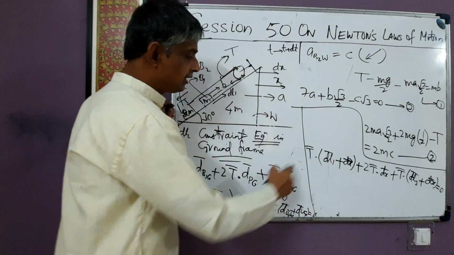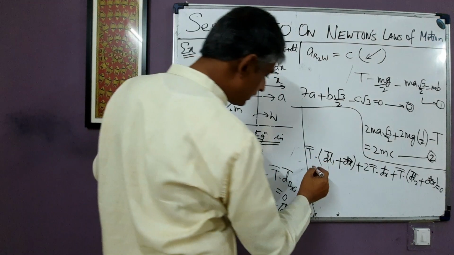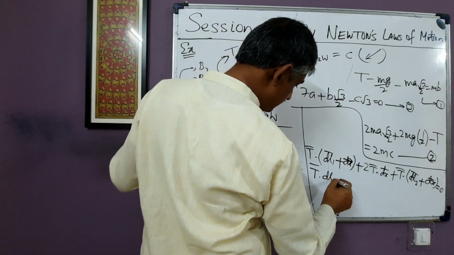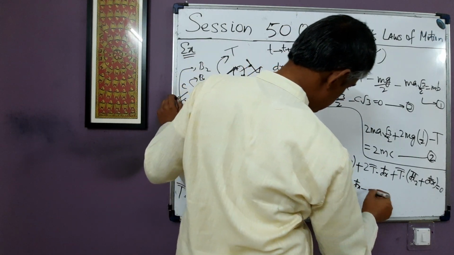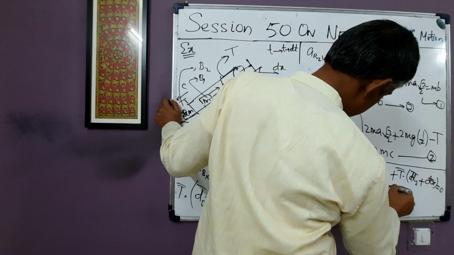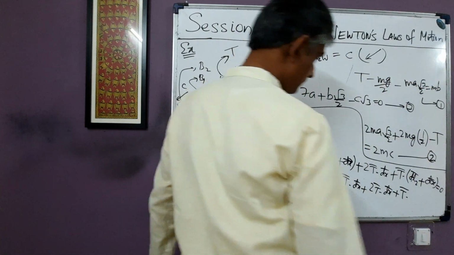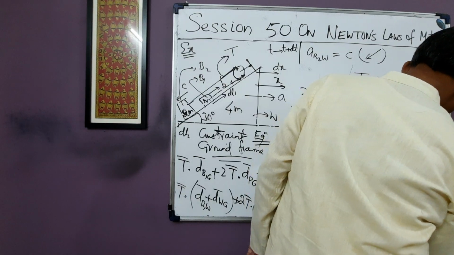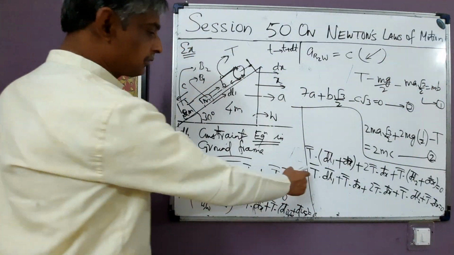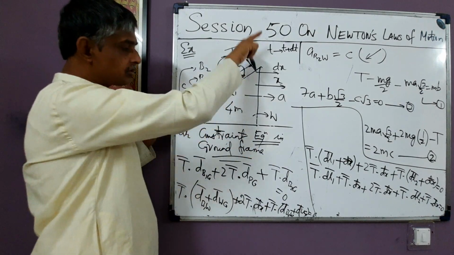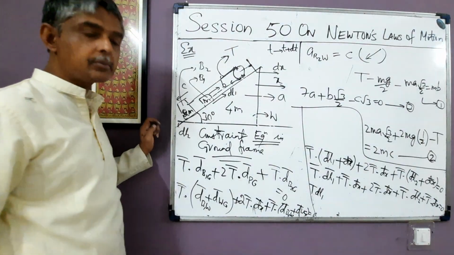Now we evaluate this T dot dl1. On this, T acts in this way, dl1 in this way. So first I'll simplify: T dot dl1 plus T dot dx plus 2T dot dx plus T dot dl2 plus T dot dx is 0. Now what about T dot dl1? T is in this way, dl1 is in the same direction. This becomes T into dl1 into cos 0 degree. Cos 0 degree becomes 1.